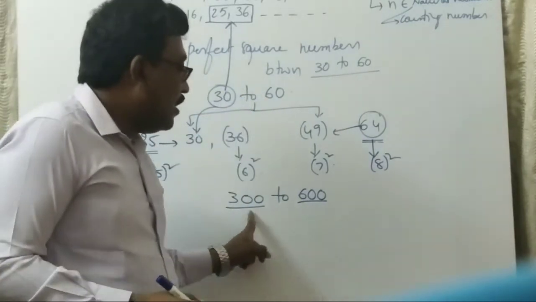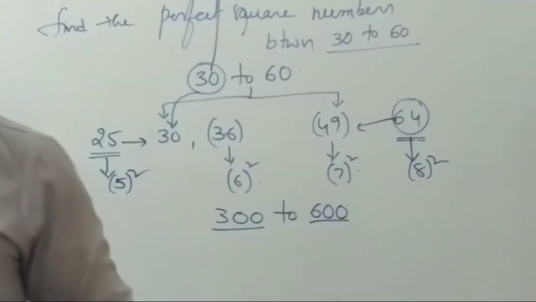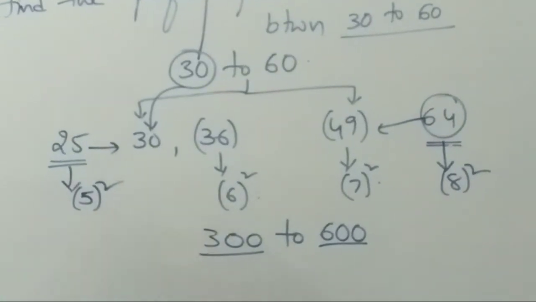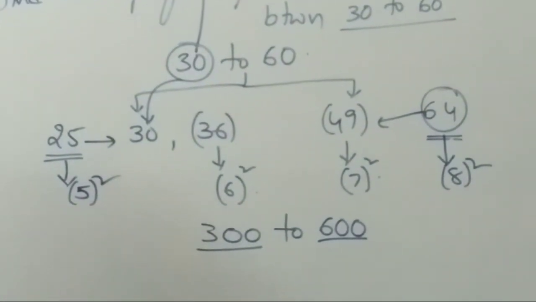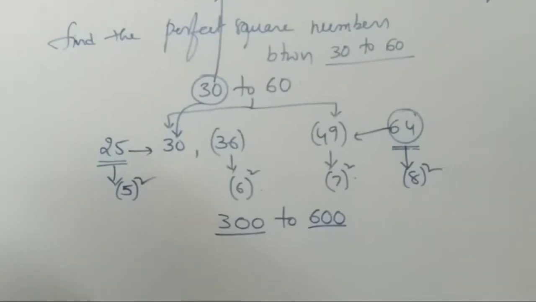Now, 300 to 600. How many perfect squares are there is the question. So, how do we find them between 300 and 600?